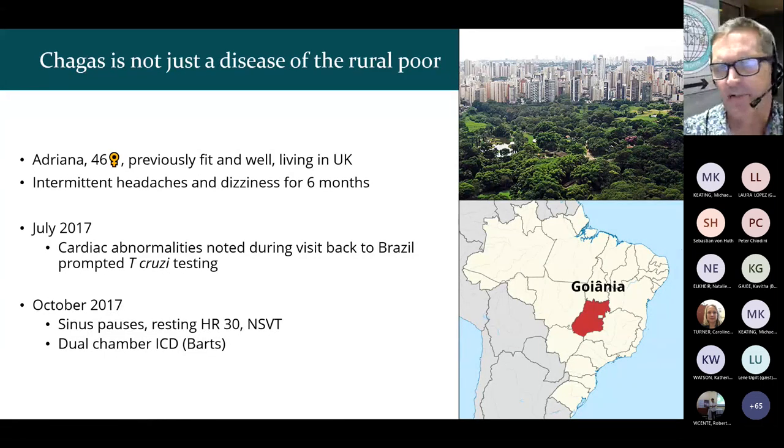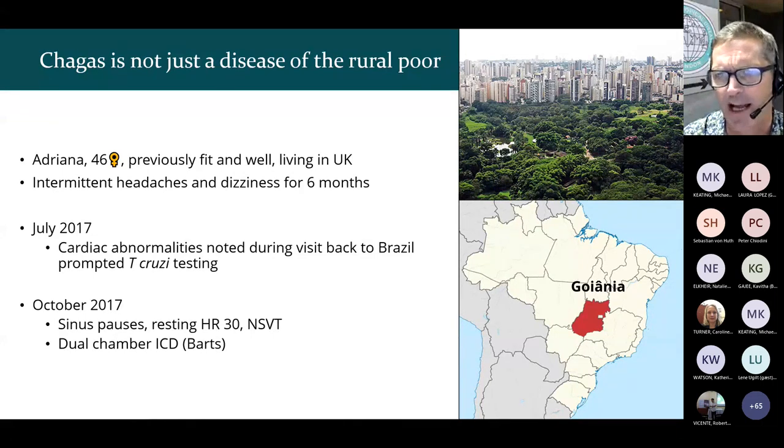But it's not just a disease of the rural poor, and we've got to be careful to avoid falling into that trap. So this is another patient, Adriana, a 46-year-old Brazilian woman who grew up in this city in south central Brazil, and has been living in the UK for 20 plus years. In 2017, she'd been suffering with some dizziness, some headaches, some presyncopal episodes, which hadn't really been investigated and she hadn't really paid much attention to. But when she went back to Brazil on a holiday in July of that year, she had a dizzy spell and went to an emergency department where an ECG was done.